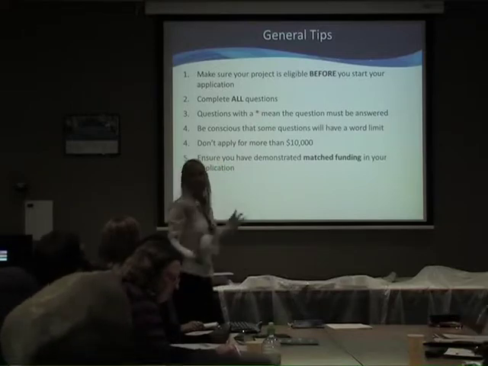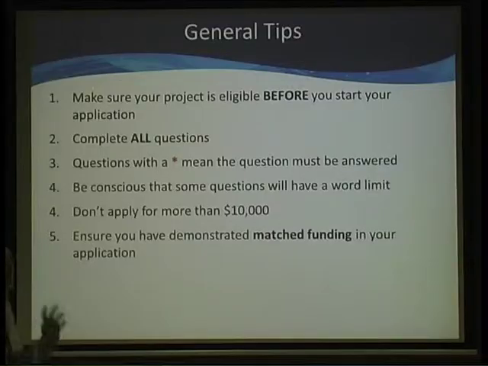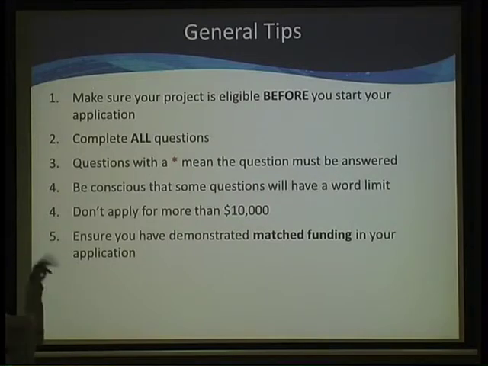So just some general tips. Make sure your project is eligible before you start completing the application form. We really don't want you to put all that work into an application form if it's not going to be eligible. So just triple check that, have a chat to us if you want to. Make sure you complete all the questions. Any questions with a red asterisk means that it has to be answered. So if you don't answer it, it won't let you submit.